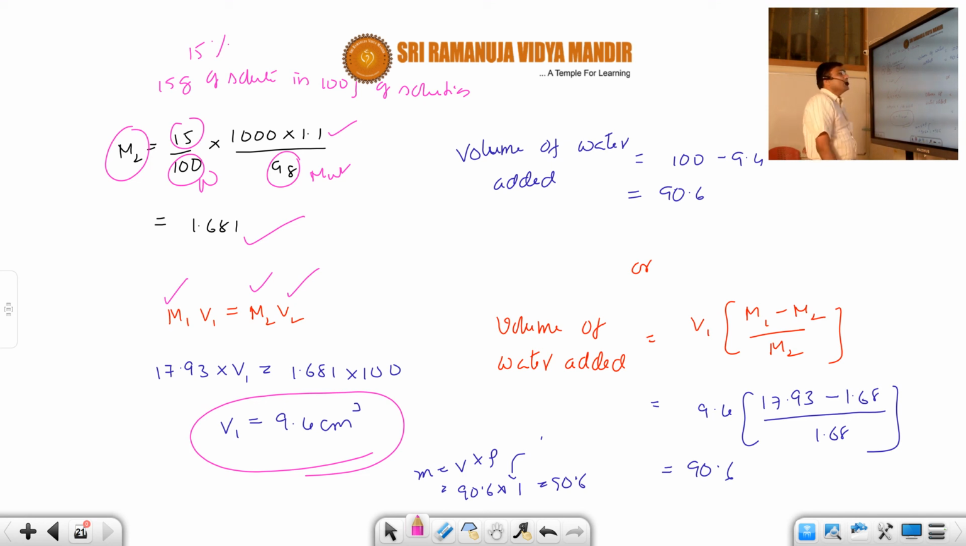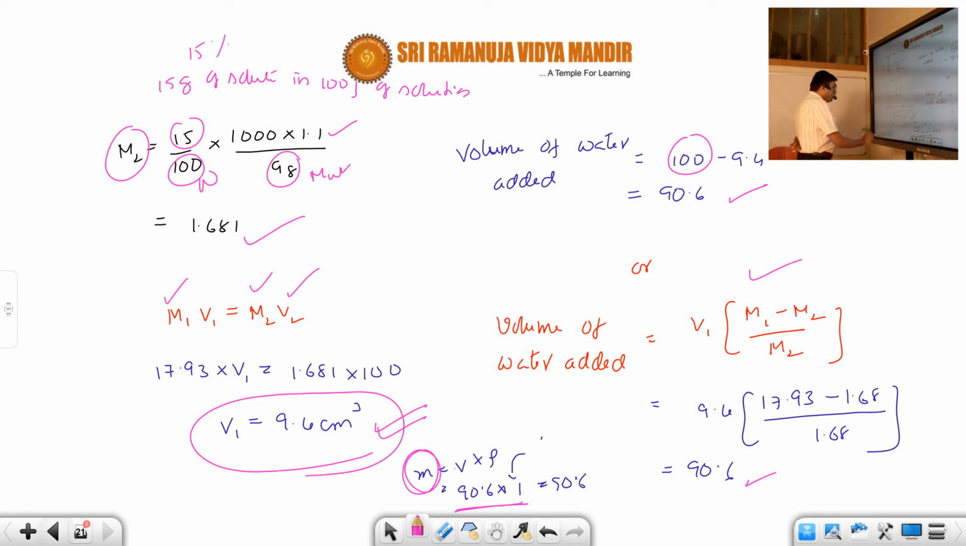Now in the question, the volume of water added. I told you already, you can use two things. 100 minus 9.4, you get 90.6. This is the 9.4 you got, and 100 is given already, so 90.6. Or else you can use this formula. I told you the volume of water added has a formula V1 into M1 minus M2 by M2, which you should remember. So directly you get 90.6. And you know what mass is asked actually, what mass of water is, volume into density. So naturally 90.6 into 1 is equal to 90.6.